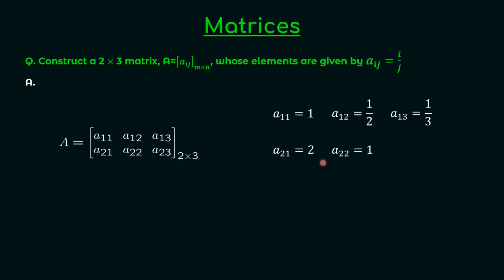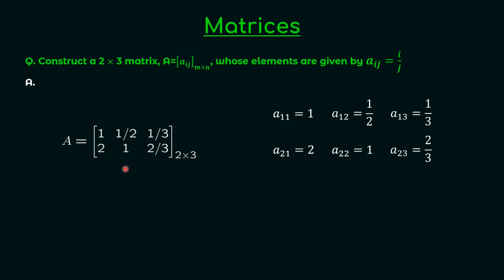And then A22, i is 2 and j is also 2. Substituting in this we get 2 by 2, which is nothing but 1. And finally A23, i is nothing but 2 and j is nothing but 3. Substituting in this we get 2 by 3. So therefore our required matrix A is nothing but 1, 1 by 2, 1 by 3, 2, 1, 2 by 3.